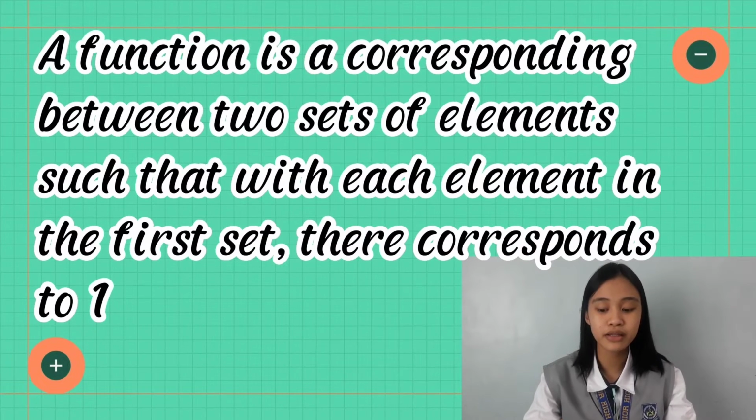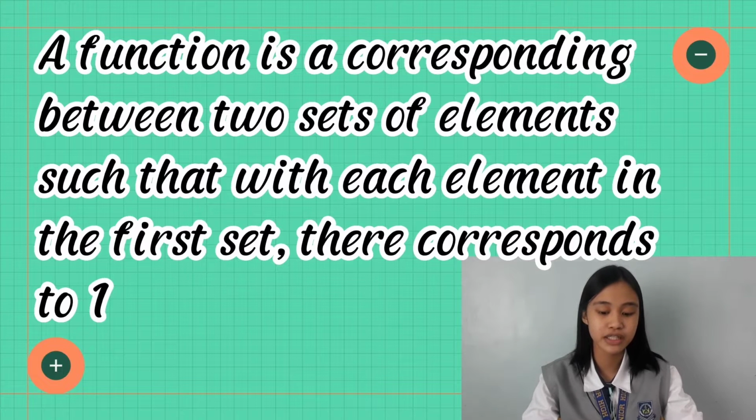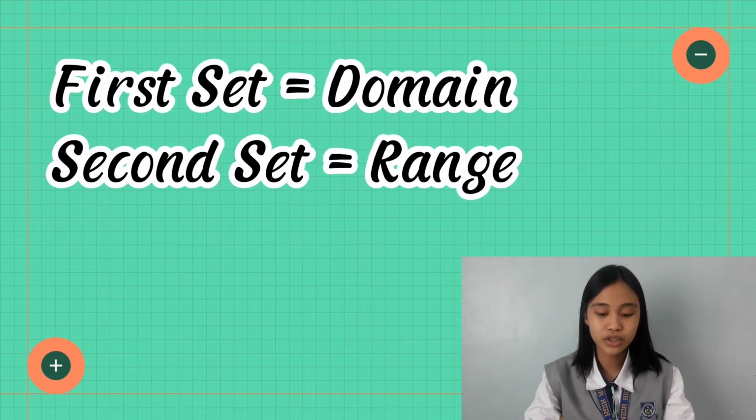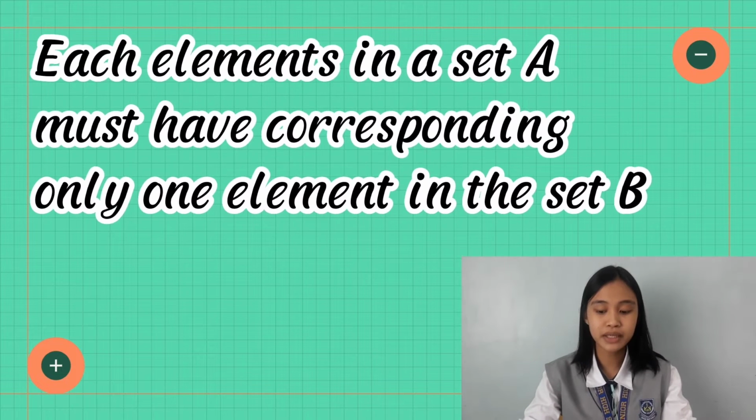So what is a function? A function is a correspondence between two sets of elements such that with each element in the first set, there corresponds one and only one element in the second set. The first set is called the domain, and the set of all corresponding elements in the second set is called the range. Function means that each element in the set A must have corresponding only one element in the set B.